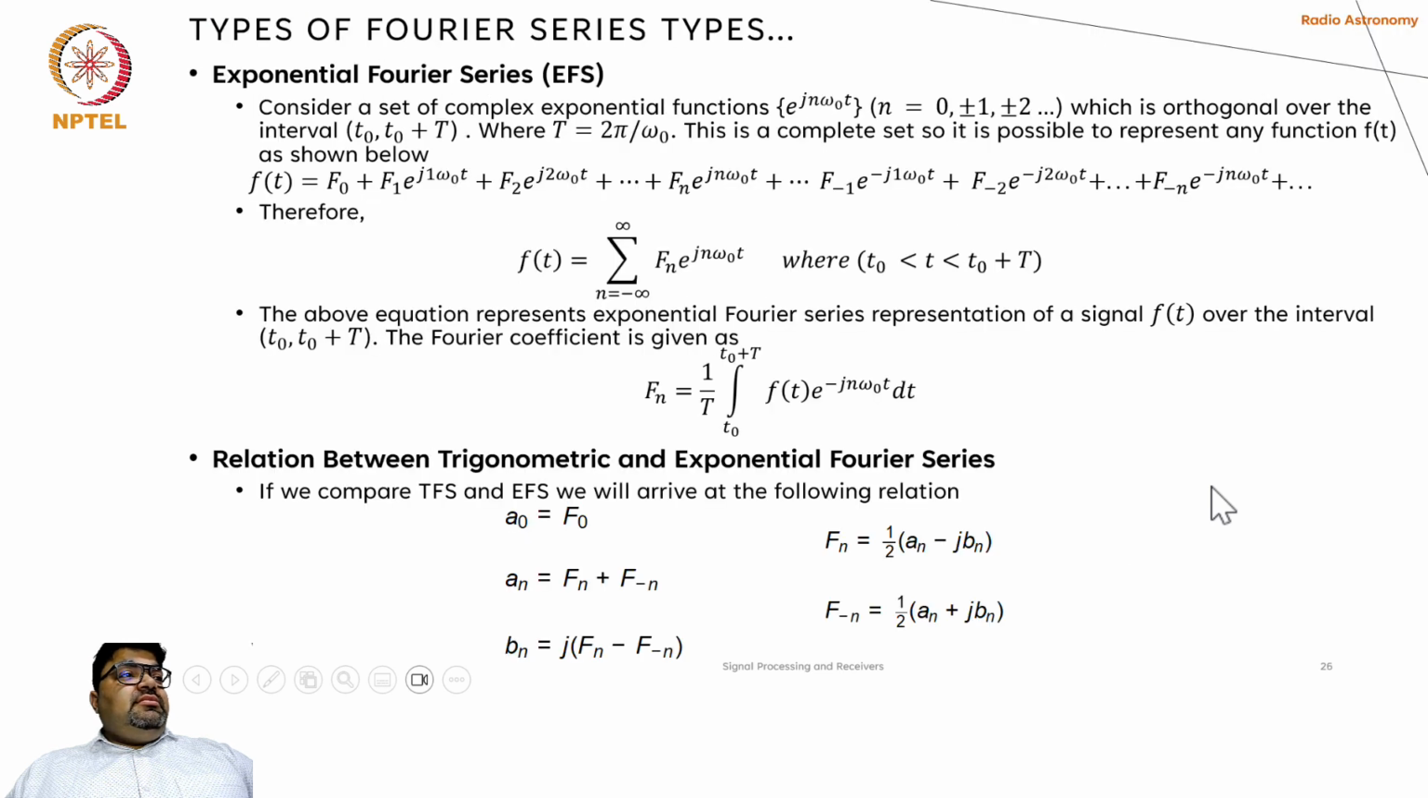There can similarly be an exponential Fourier series, where you can express an arbitrary function in terms of an exponential series, and the Fourier coefficients can be given by 1 over T, integral from t0 to t0 plus T of f(t) e to the power minus jn omega naught t dt.